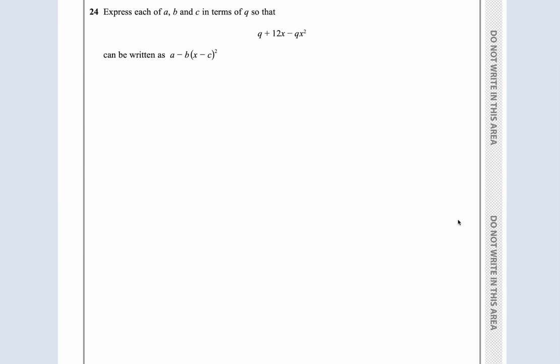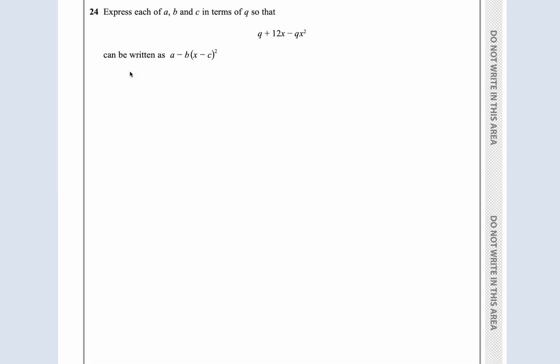Question 24. Express each of a, b, and c in terms of q so that this can be written as this. Okay, so here, guys, we have a situation, and I think this is the first time I've seen it in all these videos I've made, where they have prevented us from using our calculator. So I have a nice trick way of completing the square, but if they use letters, we cannot do it. So how do I do it?